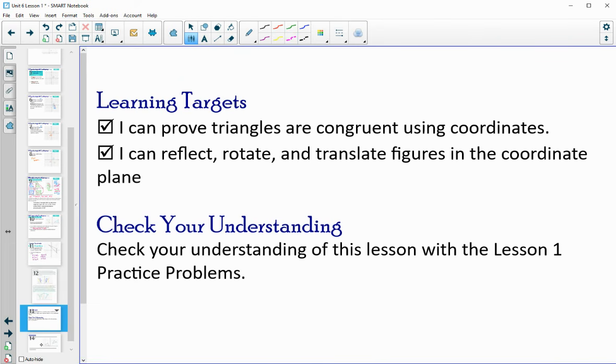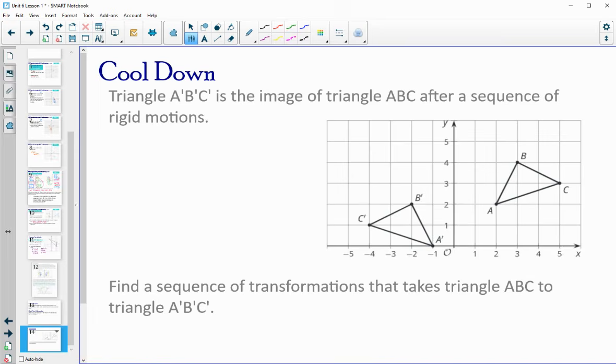So hopefully after this lesson, you can prove that triangles are congruent using coordinates, and then you can reflect, rotate, and translate figures in the coordinate plane. So you can go ahead and look at this cool down and try that on your own to decide if you understand the lesson or if you need to reach out and ask some questions.